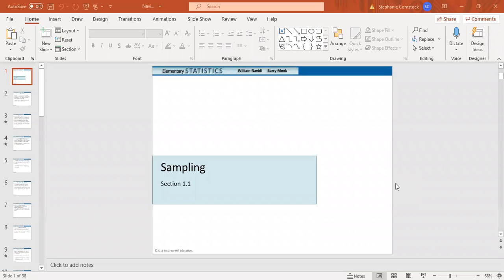Okay, guys, we're going to look at section 1.1. And this is basically going to be a lot of introductions to some vocabulary and things like that that you need to know.